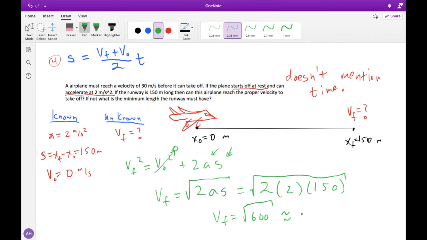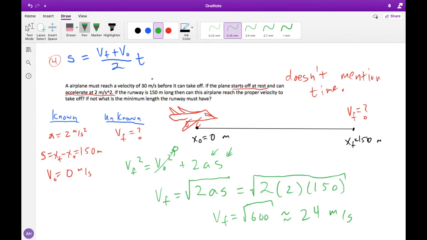I'm just going to say that's about 24. It's really 24.5, but I'm going to round down to 24.49, but let's just say 24 meters per second.